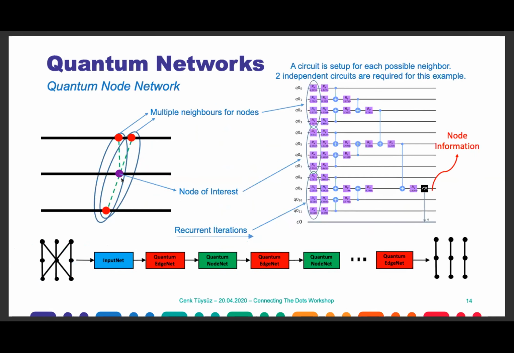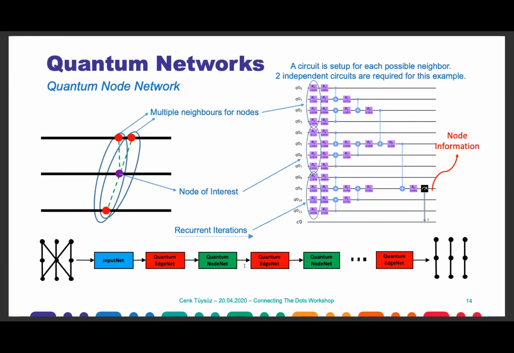Similar to the edge network, here you see a similar portrait. This time we have the node of interest in the middle, and we are using the information of the neighbors. So for each option, we need to create a new circuit that we run inside this quantum node network. So for a single option we have here, we create the circuit on the right, and we run the circuit, then take the node information and add it to this green quantum node net box here.